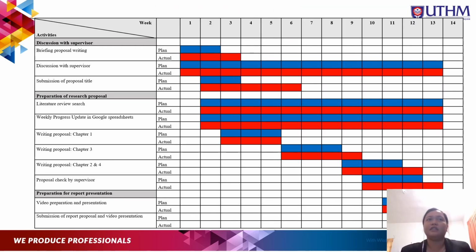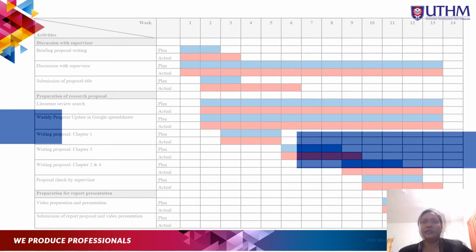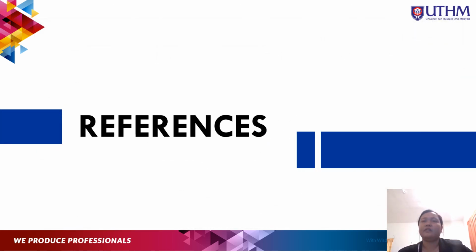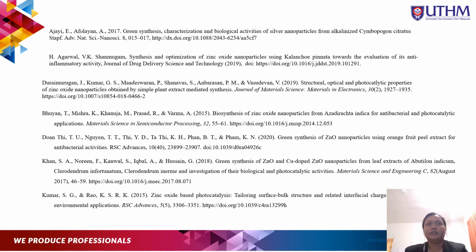The Gantt chart of the research starts with discussion with supervisor. Next is preparation of the research proposal, and lastly is preparation for the report presentation. These are the list of references that are used in this research.